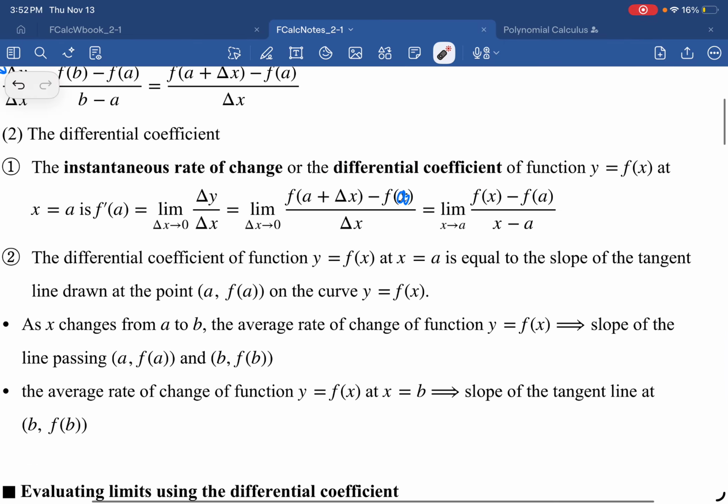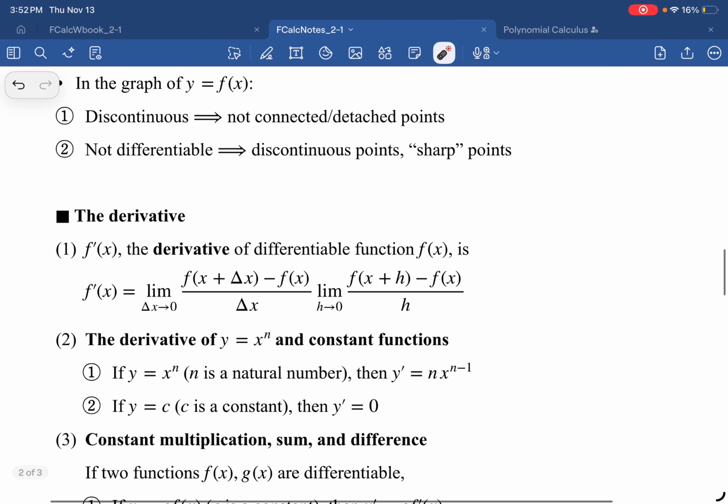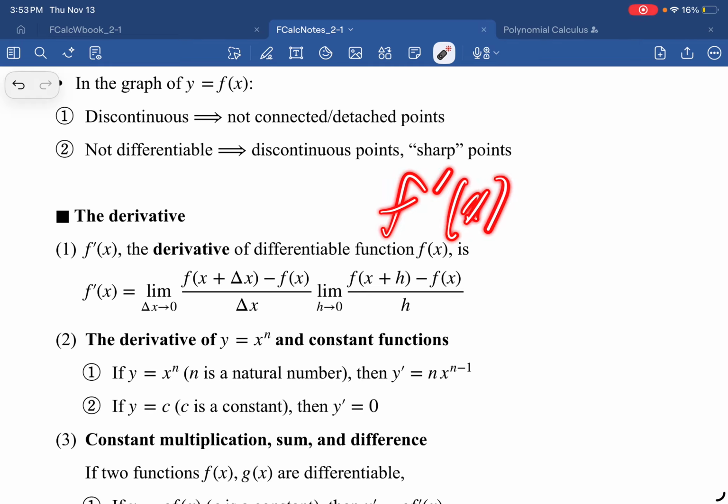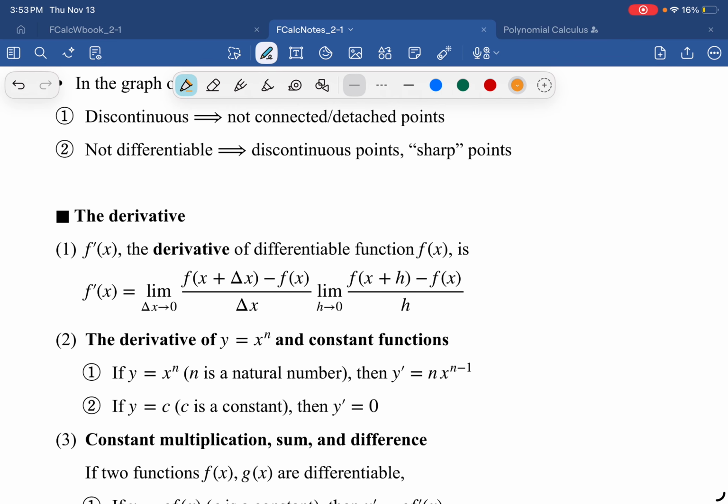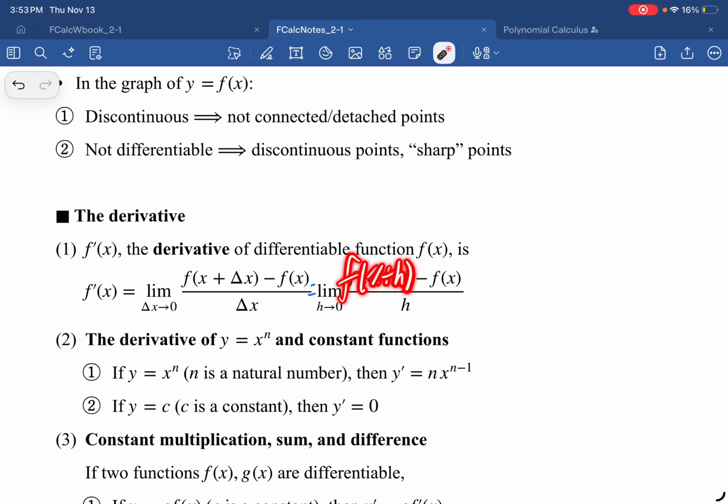We saw it over here, except this had a in its place, so a is a constant, but now we have x as the variable. The derivative is known as f prime of x. It's kind of like f dash of x. f prime of x is defined as the limit, we usually put this as h, as h goes to 0 of f of x plus h minus f of x, divided by h. So it follows the same pattern as the differential coefficient, except now the a, the constant, is replaced by x.